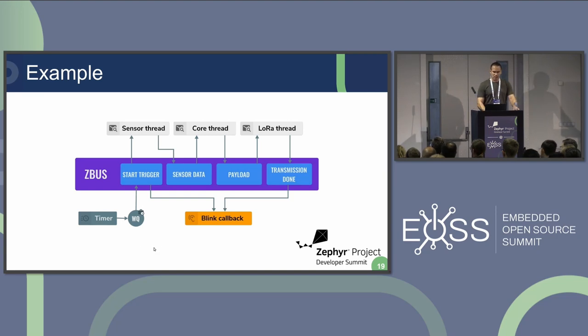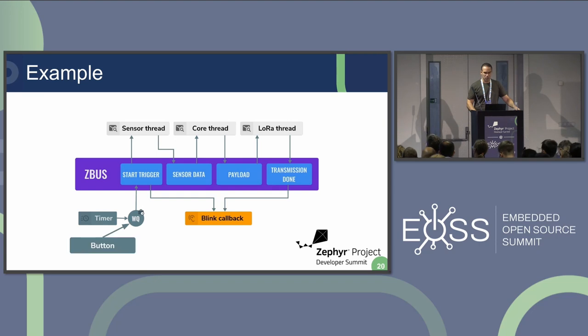So when the timer triggers, everything works in a kind of chain of actions, right? But is it good? Why is it? I have four channels, three threads. So a good thing here is that we can make changes without changing the existing code. So for example, I would like to add a button on the system to initiate the sequence instead of only the timer. I just need to add a button and everything keeps the same code.